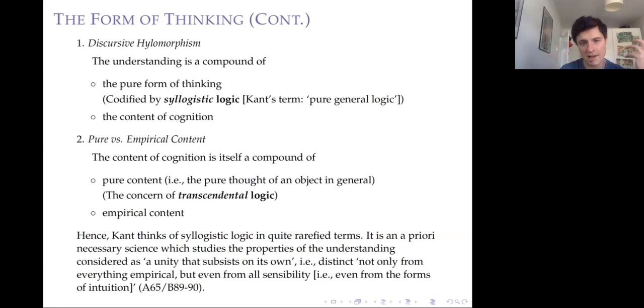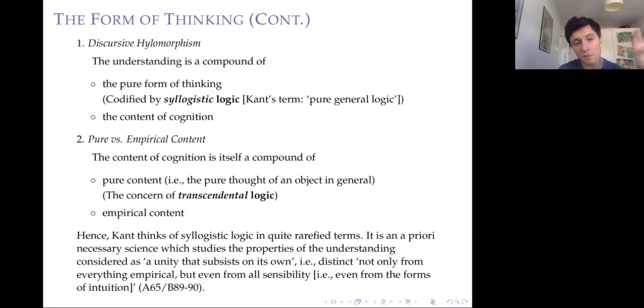We have, on the one hand, the study of the pure form of thinking, which is the responsibility of what Kant calls pure general logic, but is in fact syllogistic logic, understood in a distinctive way. And we also have transcendental logic, which is concerned with this pure content, identifying the pure thought of an object in general.